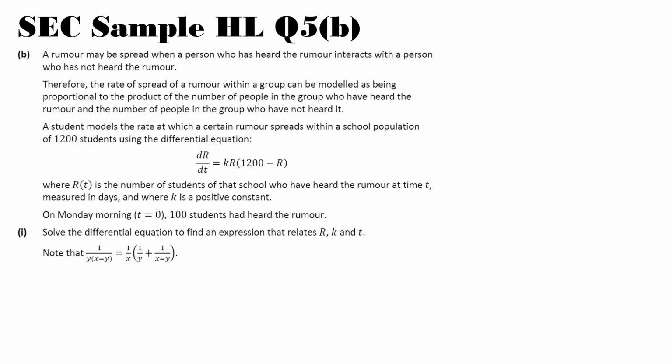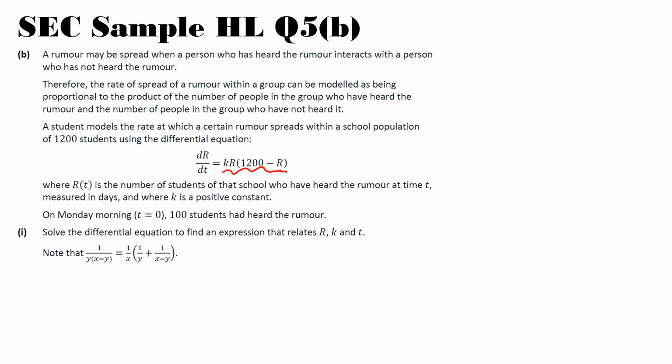A rumor may be spread when a person who has heard the rumor interacts with a person who has not heard the rumor. Therefore, the rate of spread of a rumor within a group can be modeled as being proportional to the product of the number of people in the group who have heard the rumor and the number of people in the group who have not heard it. Okay, that's quite complicated. However, they have given us this differential equation and they have put it here.